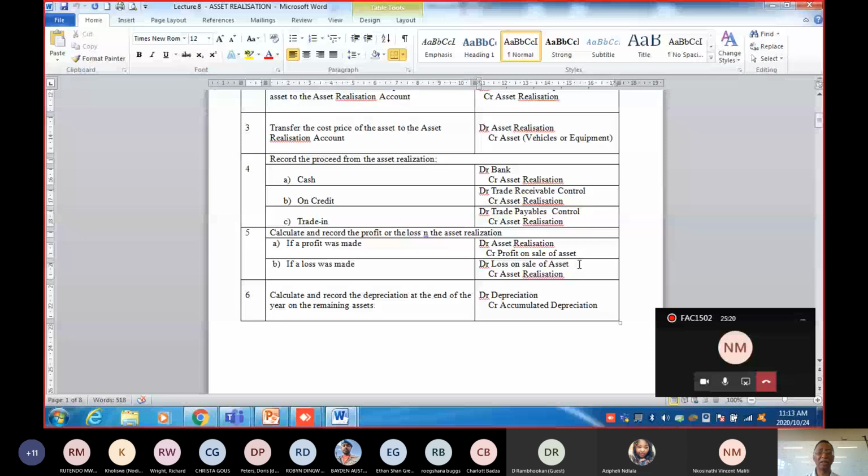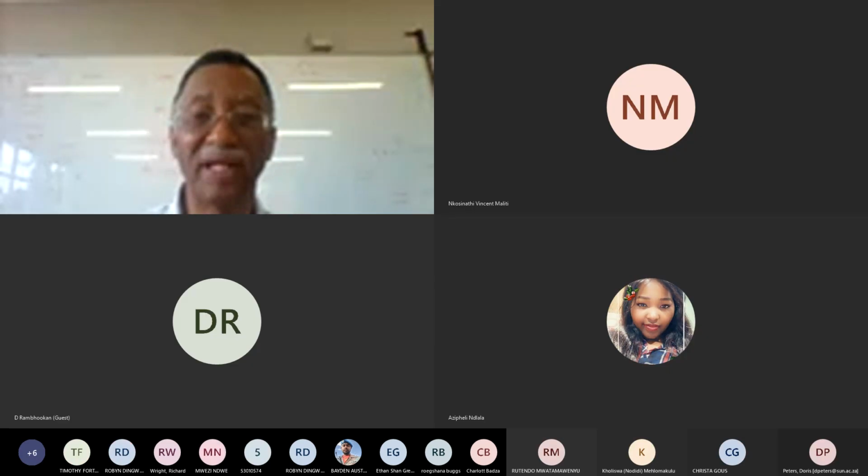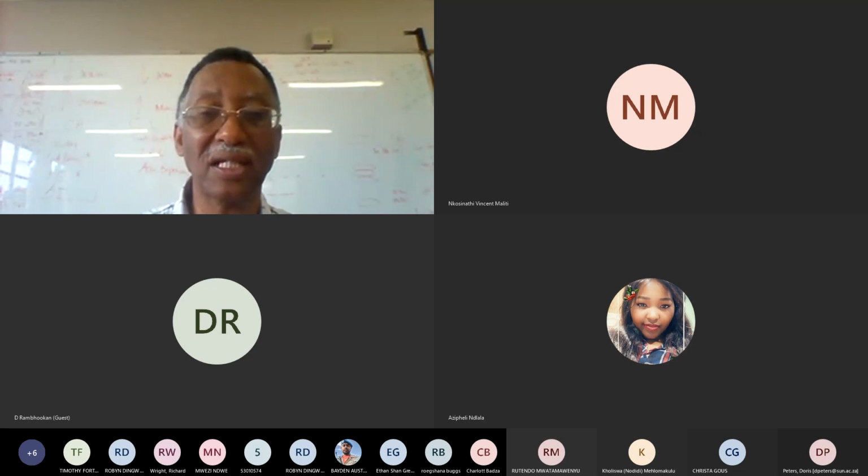So that is how you will deal with the 5 steps of asset realization. On the notes there, I've got a page 6, and that is when you need to calculate what is the depreciation expense at the end of the year on the remaining assets. Leave that one for now. I'm going to explain that one after we've done the exercise. At this stage, we are going to focus on the asset realization.